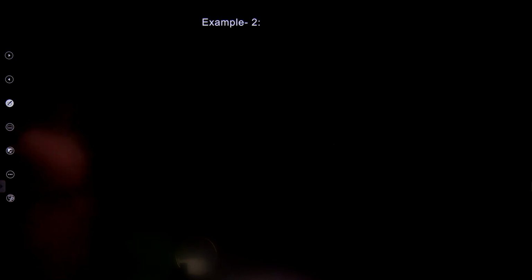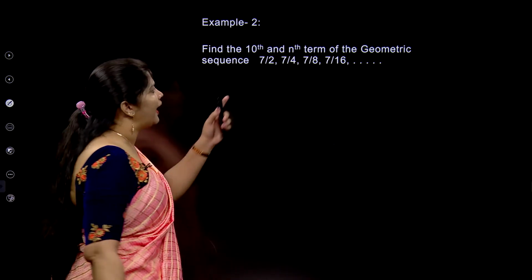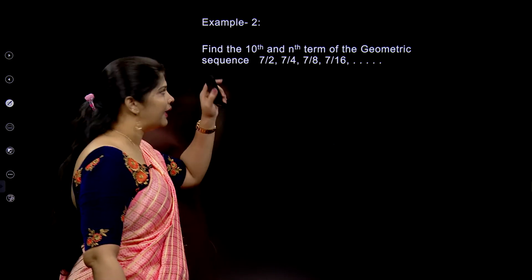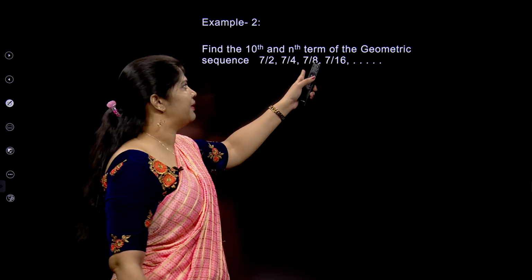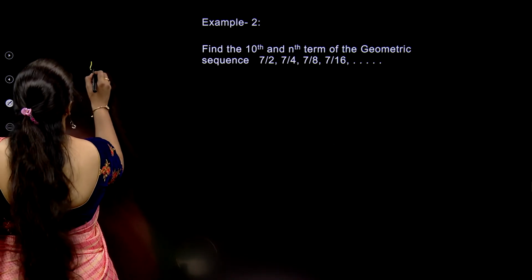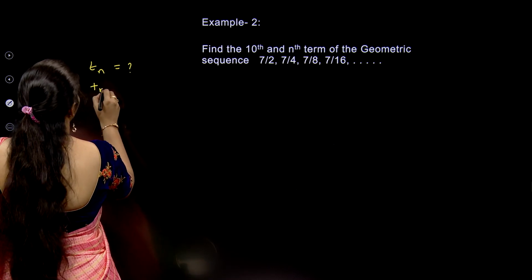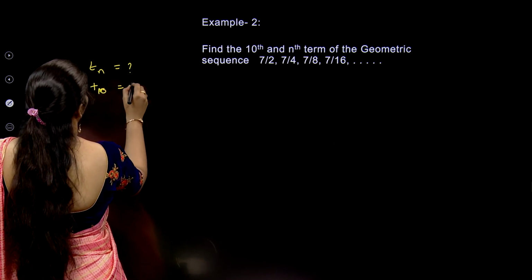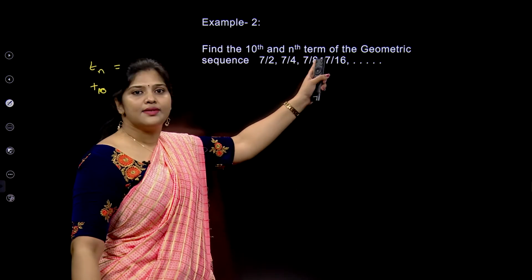Next question. Find the 10th term and nth term of the geometric sequence 7 by 2, 7 by 4, 7 by 8, 7 by 16. What are they asking here? Tn equal to how much, and T10 equal to how much. Here the sequence is 7 by 2, 7 by 4, 7 by 8, 7 by 16.